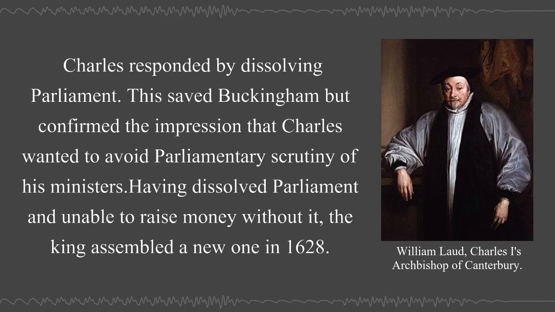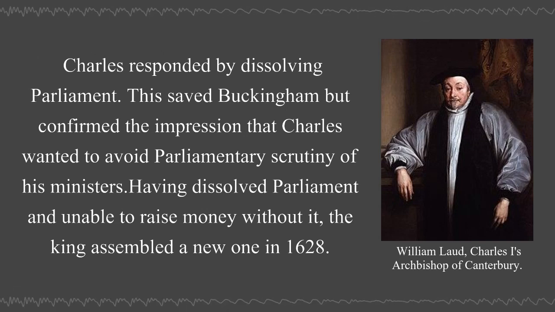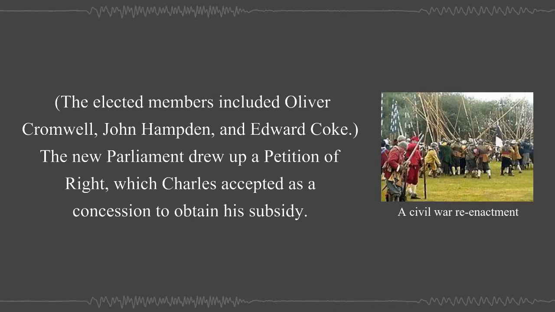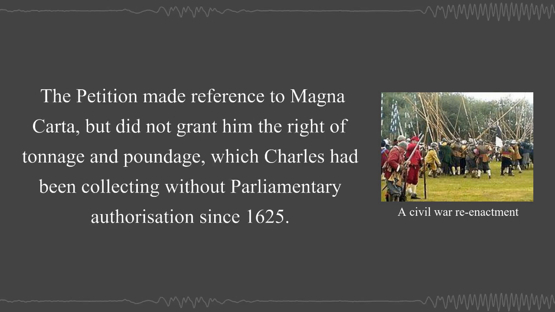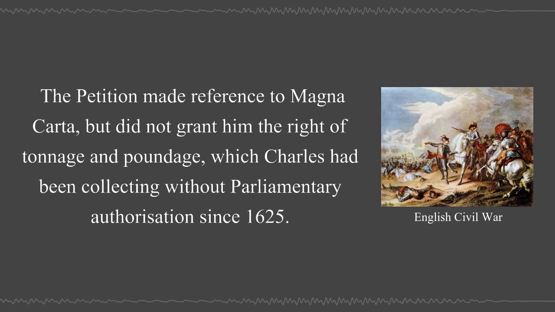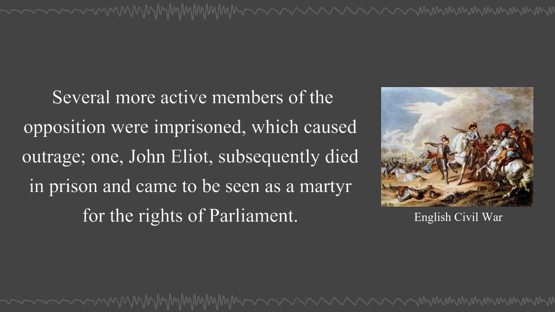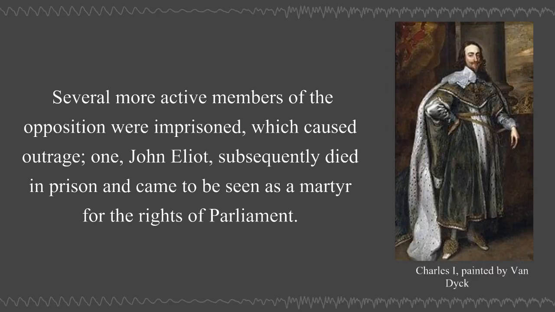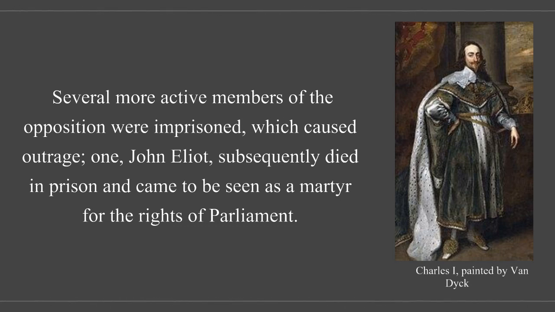Having dissolved Parliament and unable to raise money without it, the king assembled a new one in 1628. The elected members included Oliver Cromwell, John Hampden, and Edward Coke. The new Parliament drew up a Petition of Right, which Charles accepted as a concession to obtain his subsidy. The petition made reference to Magna Carta, but did not grant him the right of tonnage and poundage, which Charles had been collecting without parliamentary authorization since 1625. Several more active members of the opposition were imprisoned, which caused outrage. One, John Eliot, subsequently died in prison and came to be seen as a martyr for the rights of Parliament.